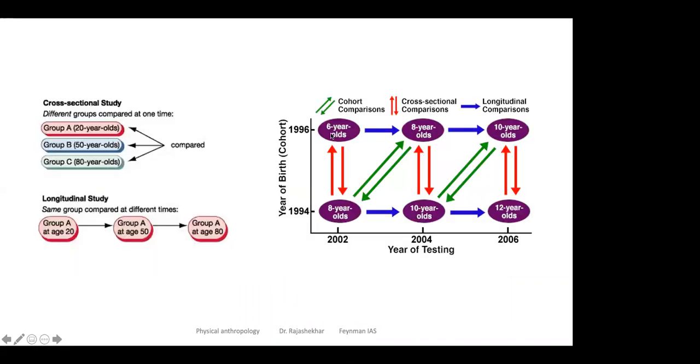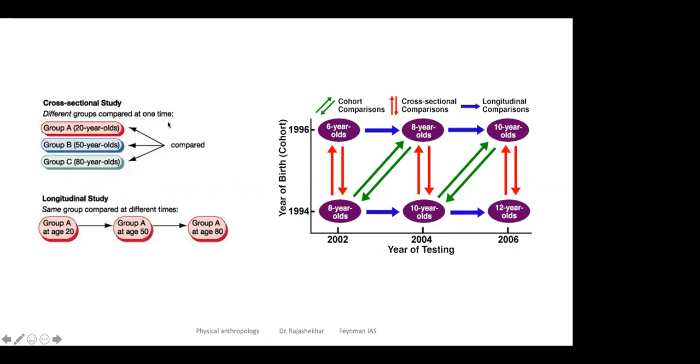Sometimes it's the same sample, meaning the same subject. So the same person or same group of people you're observing over a period of time. That study is called a longitudinal study. Same group, group A at age 20, same group A at age 50, same group A at age 80. Or group A at 2 years, group A at 4 years, group A at 6 years. Do you see the difference here?